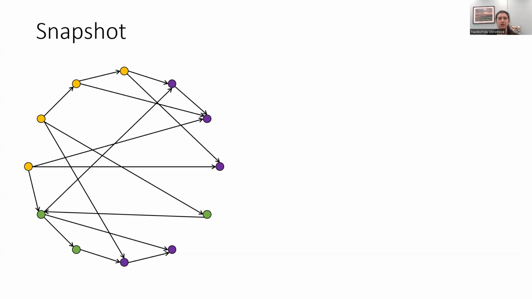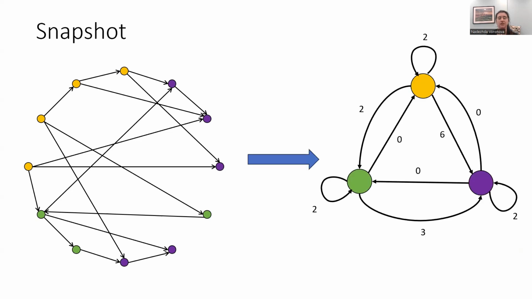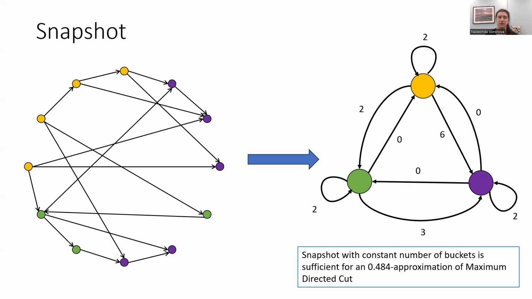Let's say that our vertices are split up into some number of buckets, and the snapshot with respect to this partition is a succinct representation of this graph that counts the number of edges that go from vertices of one bucket to another. The reason why this set of statistics is interesting is because there is a way to split the vertices into some buckets in a way that a snapshot with respect to those buckets is sufficient for 0.484 approximation of maximum directed cut.